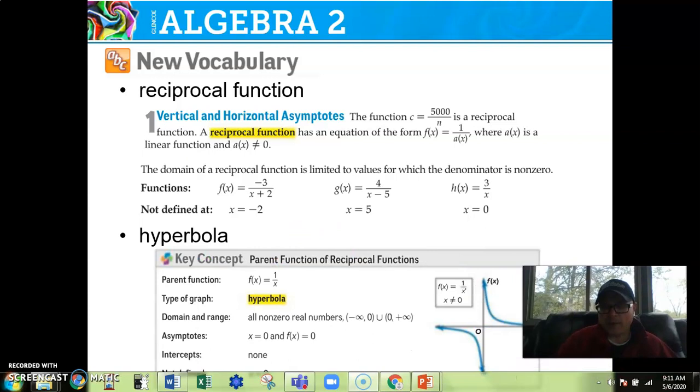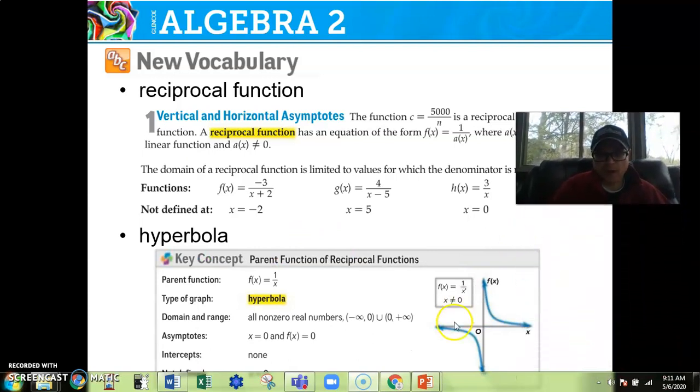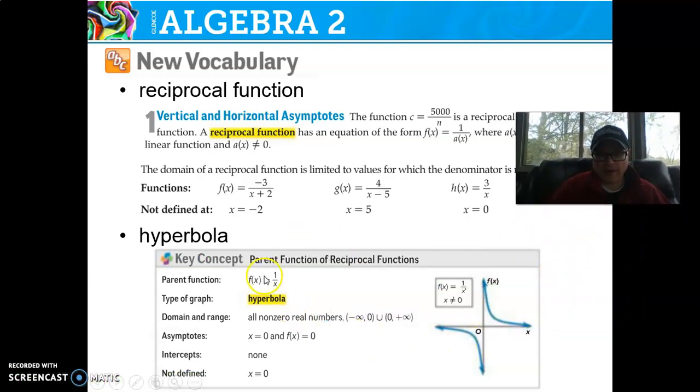A hyperbola is a specific type of graph. It's the parent function of reciprocal functions. It's the simplest one. f of x equals 1 over x is the simplest reciprocal function, and that produces a hyperbola, which has a vertical asymptote at x equals 0, and a horizontal asymptote at y equals 0.